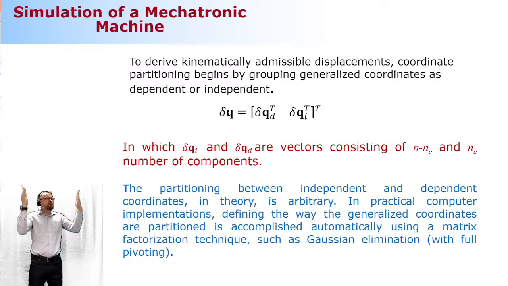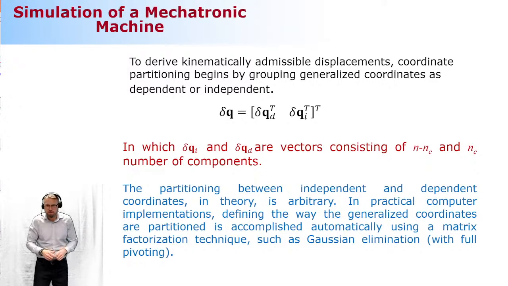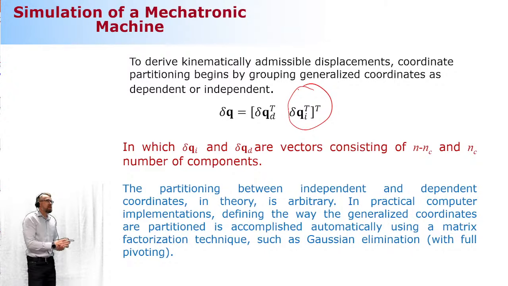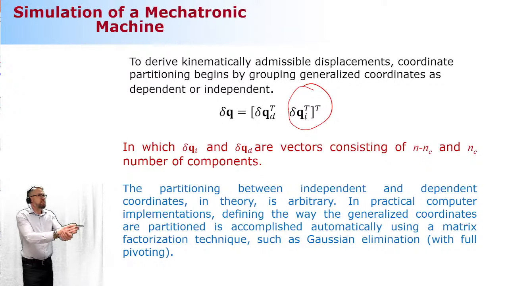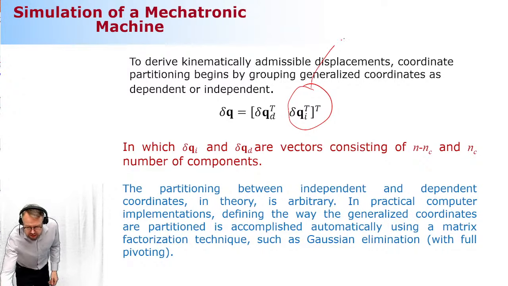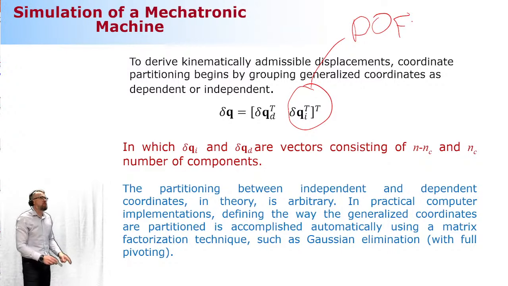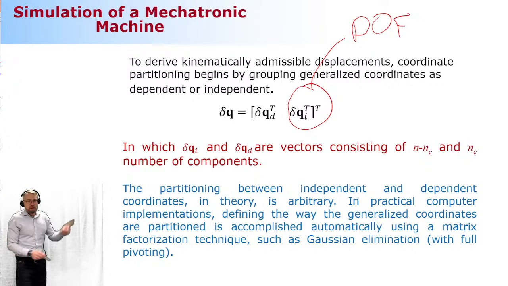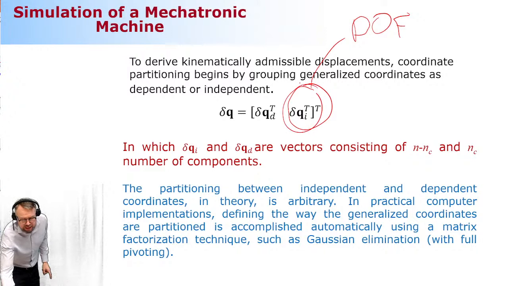Once you know the degrees of freedom, then you can select the number of independent coordinates. That number must match the number of degrees of freedom. So for the crankshaft mechanism, 1 degree of freedom means that only one coordinate will be in this category.